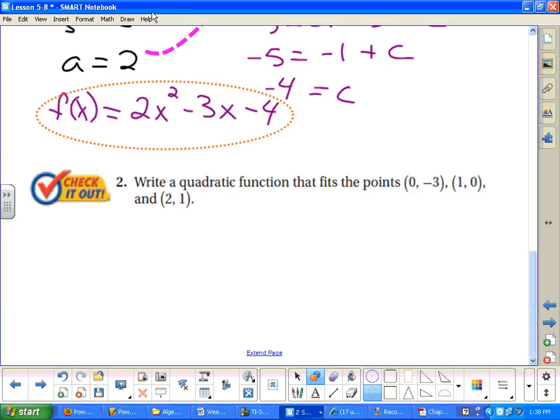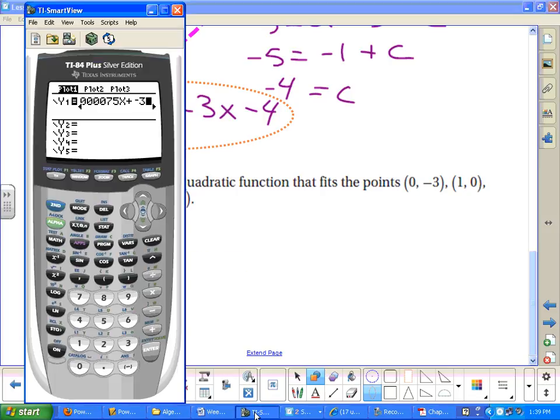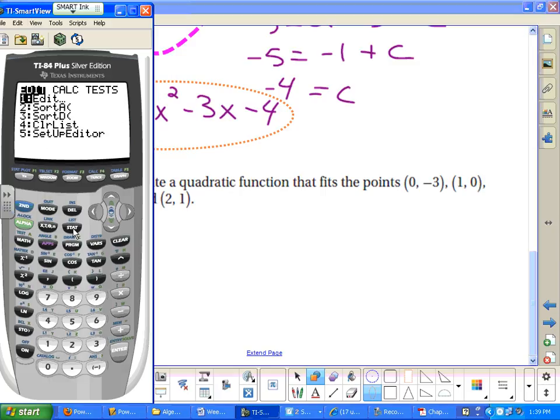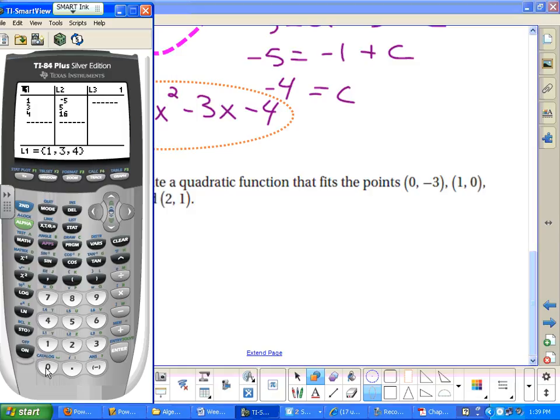Okay, so if we're doing the check it out together then, let's write a quadratic function that fits these points. Put the x values in list 1, the y values in list 2. How do you do the list again? Stat and edit. So we have 0.